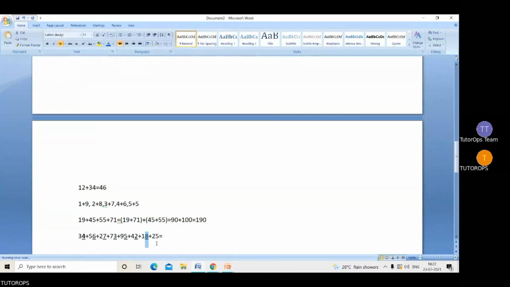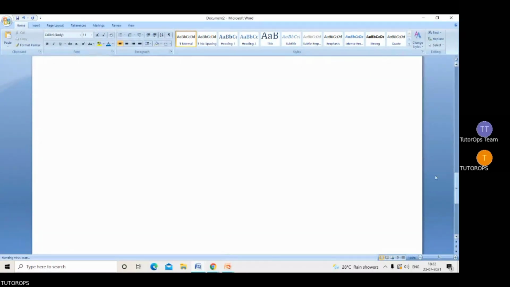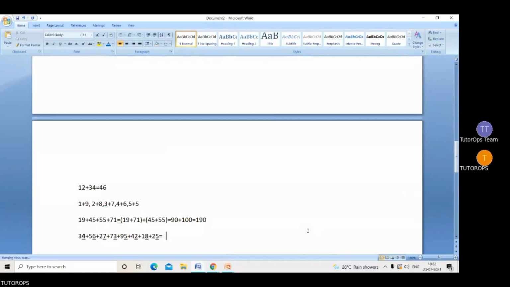And finally for 25 it will be 5. Now let me check those groups which we may form from the last digit. We know if the last digit is 4, it will make a group with a number whose last digit is 6. So we may need to find a number whose last digit is 6. We are checking that the last digit will be 6 for 56. Now 34 plus 56 will make a group.